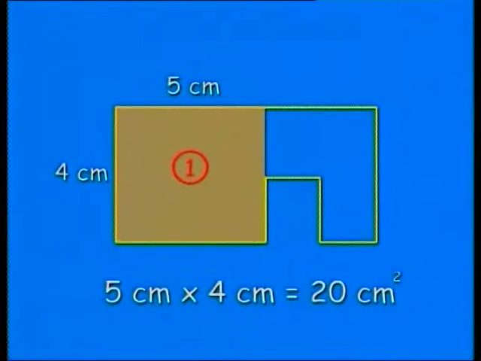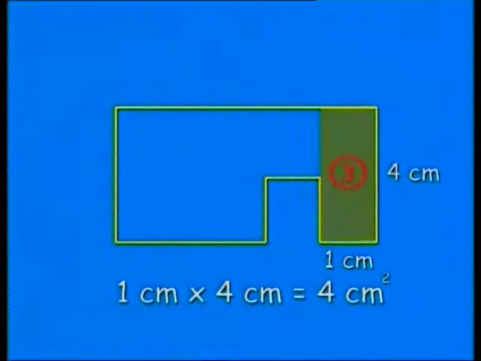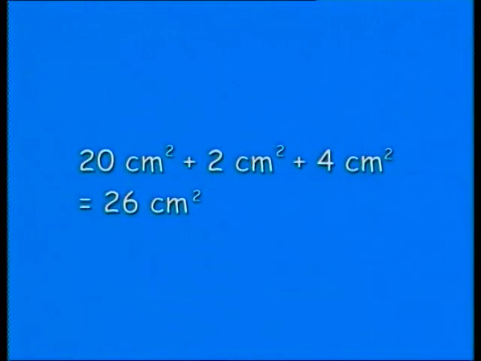5 centimeters multiplied by 4 centimeters equals 20 square centimeters. 1 centimeter multiplied by 2 centimeters equals 2 square centimeters. 1 centimeter multiplied by 4 centimeters equals 4 square centimeters. So, the area of this diagram is 20 square centimeters plus 2 square centimeters plus 4 square centimeters equals 26 square centimeters.